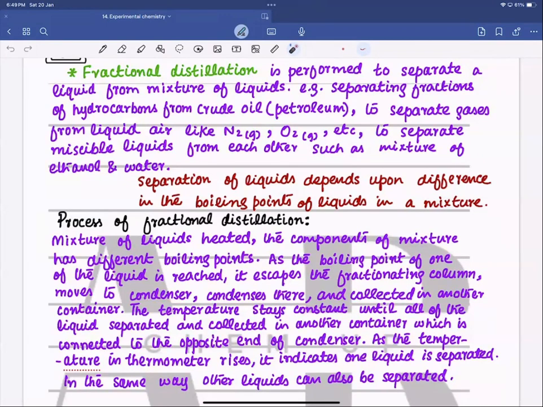What is meant by the fractions of hydrocarbons? Fractions of hydrocarbons means different types of hydrocarbons like petrol, diesel, naphtha, kerosene oil, fuel oil. So these are different fractions. Different kinds of fuels. Yes, in brackets you can write.